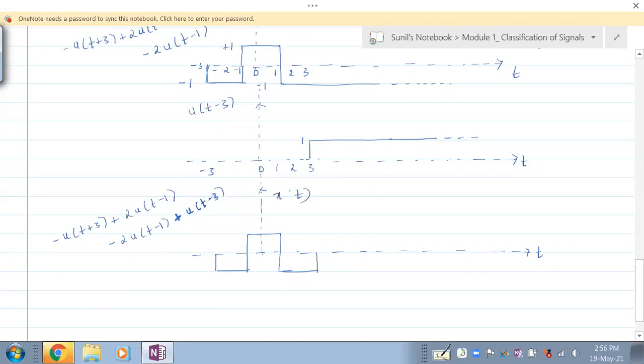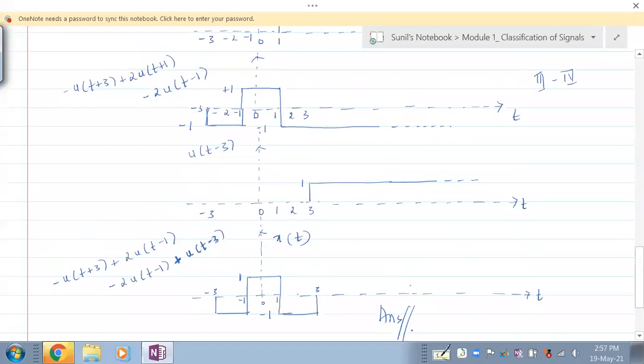So this is your final signal, which is having amplitude 1 from -1 to 1, and amplitude -1 from -3 to -1, and from 1 to 3. So this is what the signal is. Fine, so this is the answer. The final sketch that we are supposed to obtain.